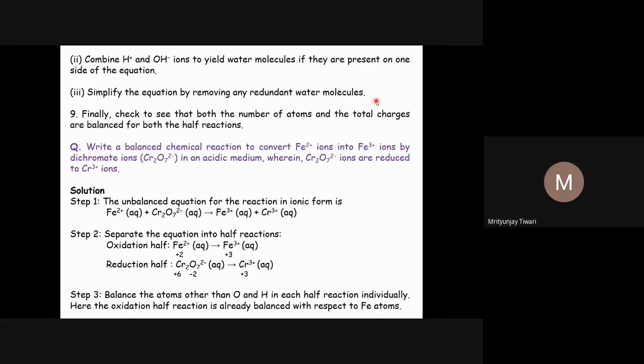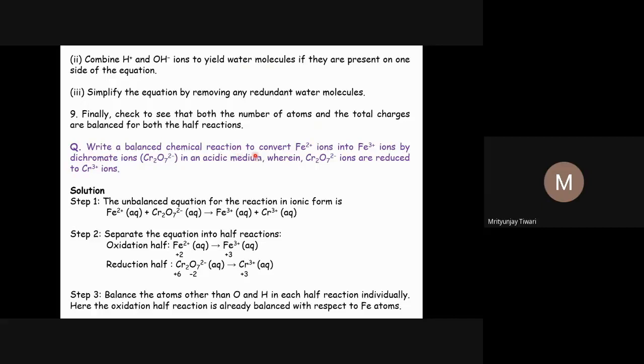If both sides have some water molecules, those redundant water molecules are simplified by adding or subtracting, whatever operation we need to do, to simplify the reaction in terms of the number of water molecules. So finally, we check that both the number of atoms and the total charges are balanced for both the half reactions. Let us see this with an example.